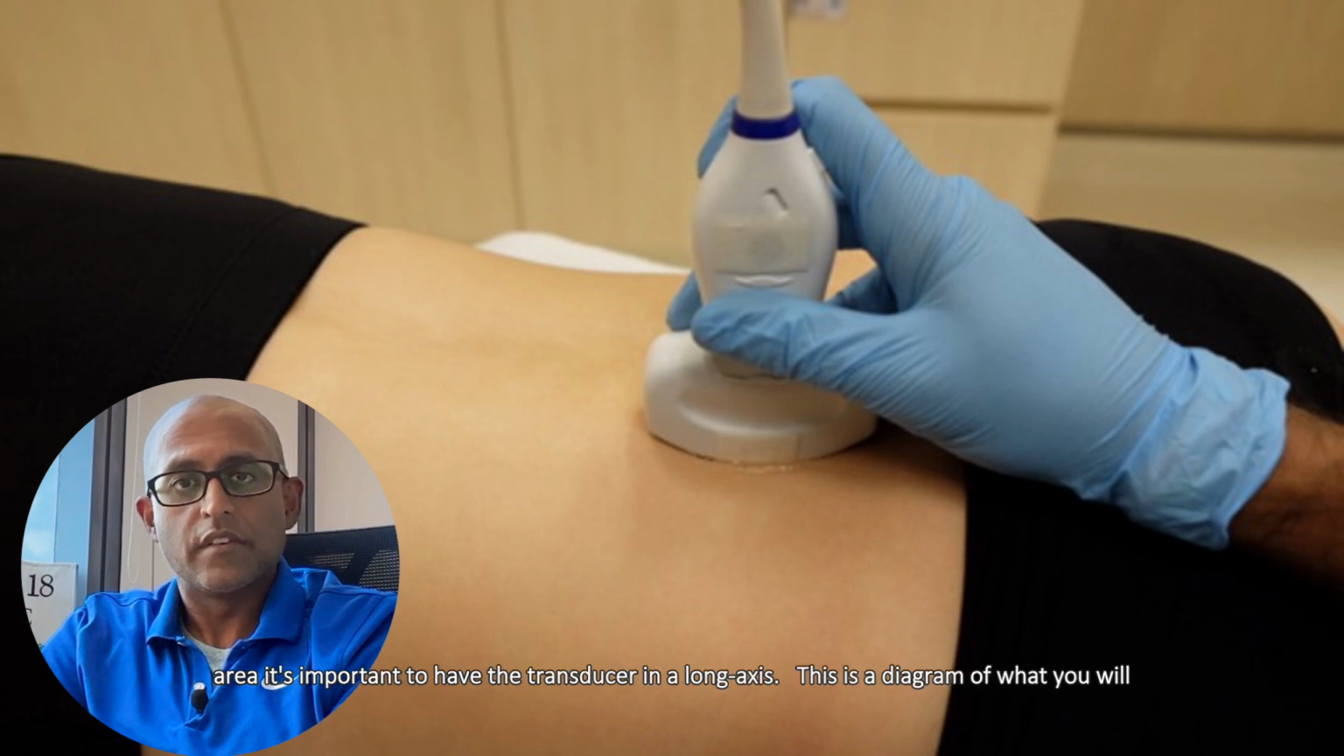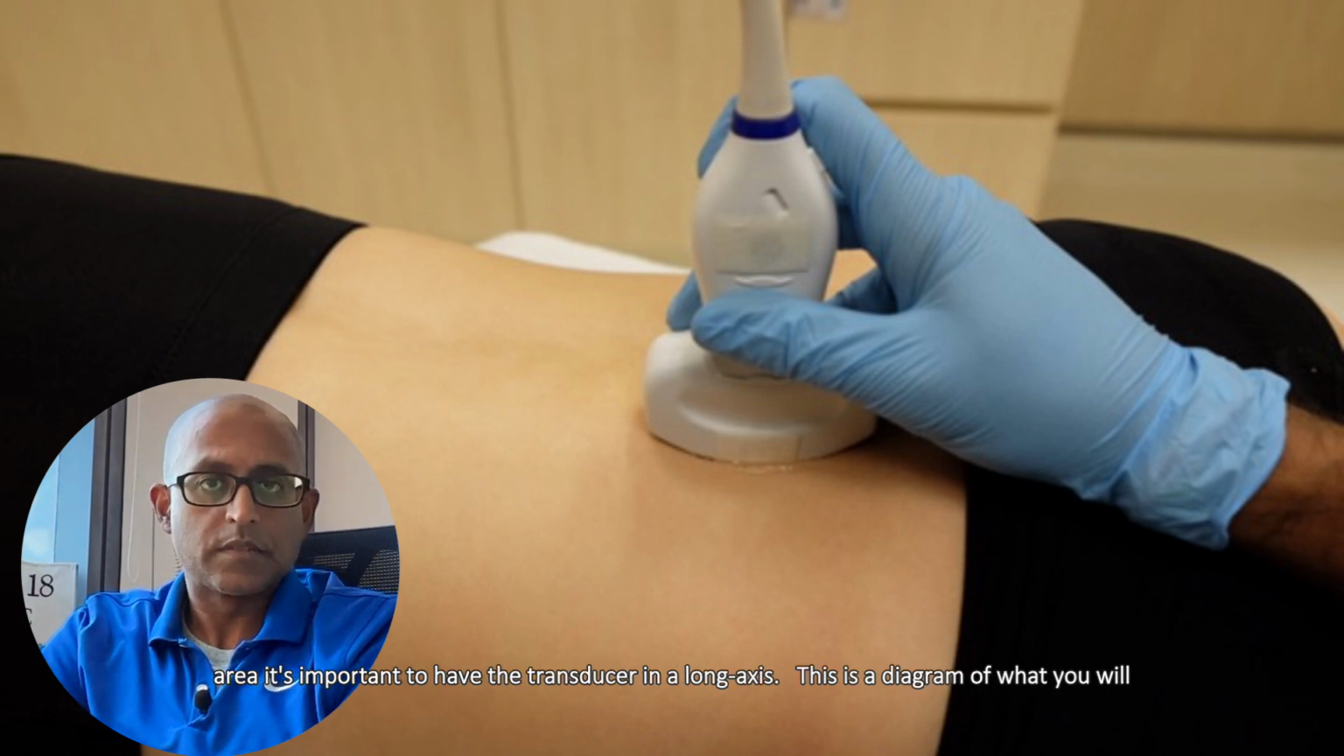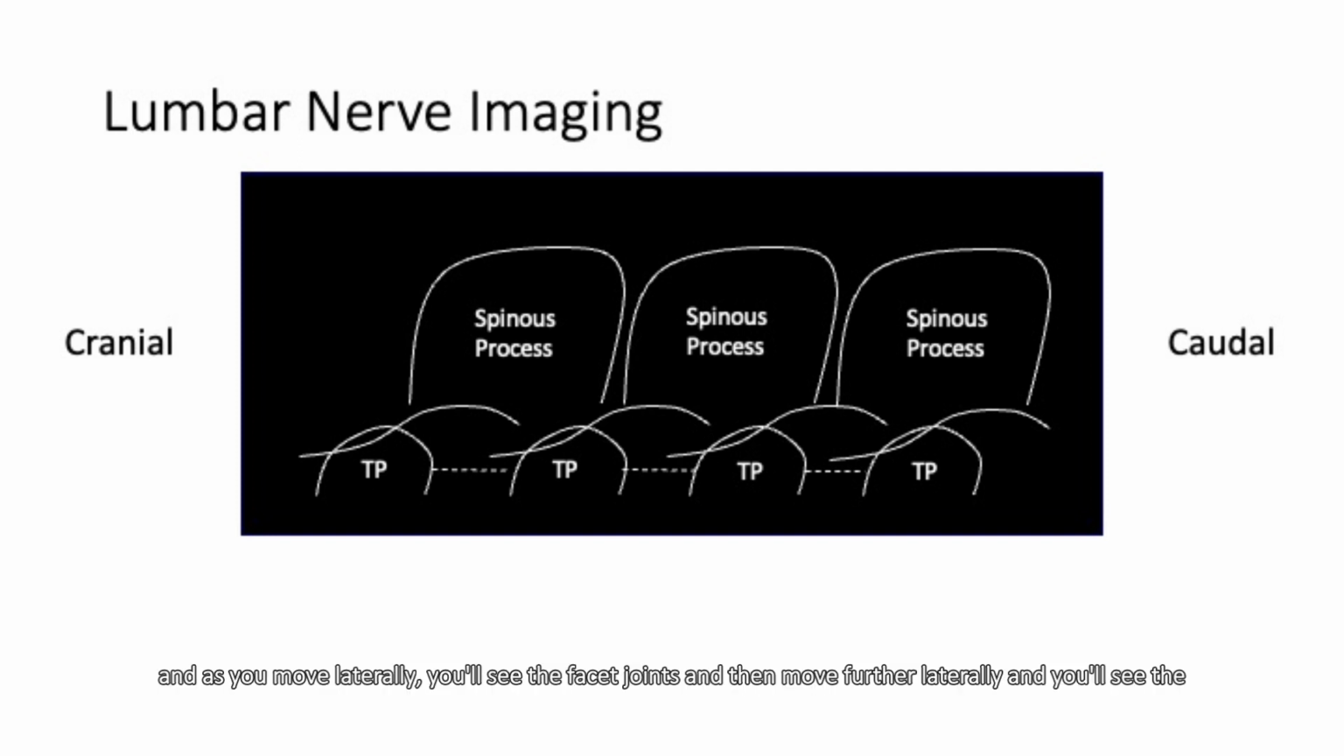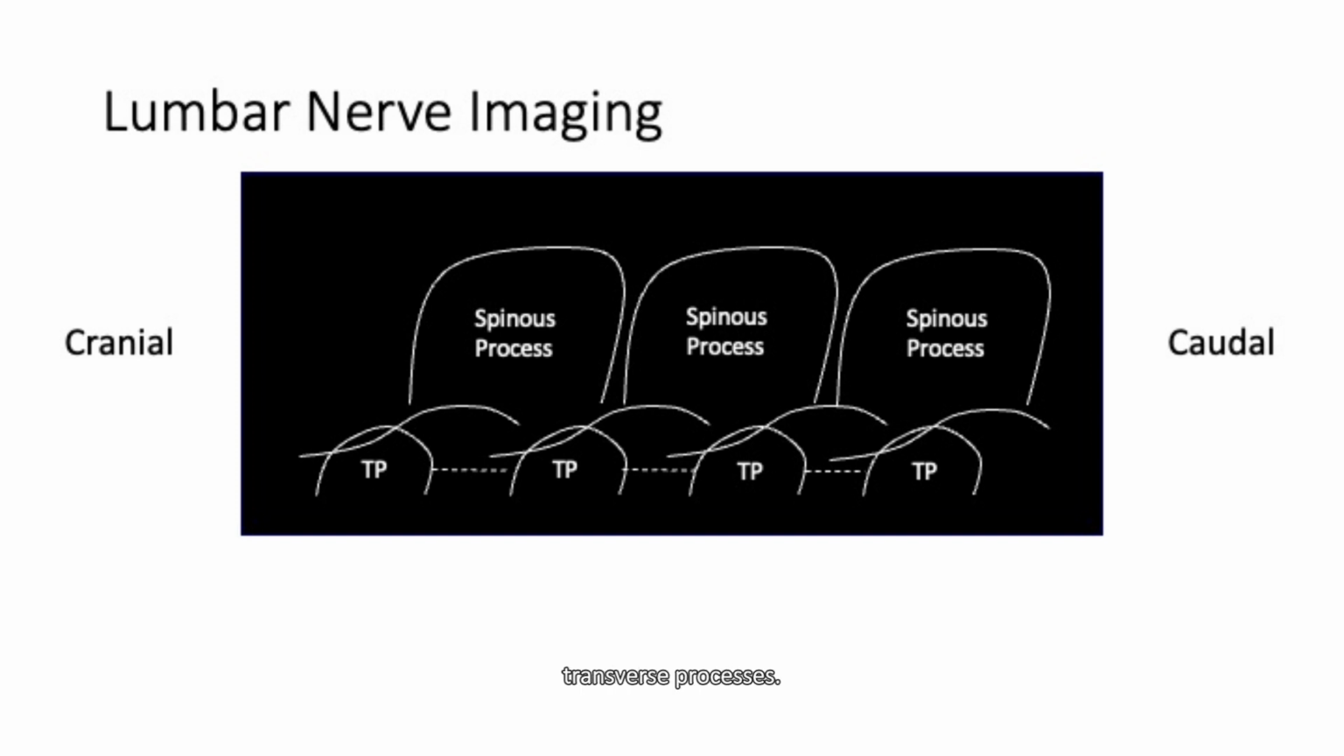When imaging this area, it's important to have the transducer in a long axis. And this is the diagram of what you will typically see. So if you're medial, you'll see the spinous processes, and as you move laterally, you'll see the facet joints, and then move further laterally, you'll see the transverse processes.